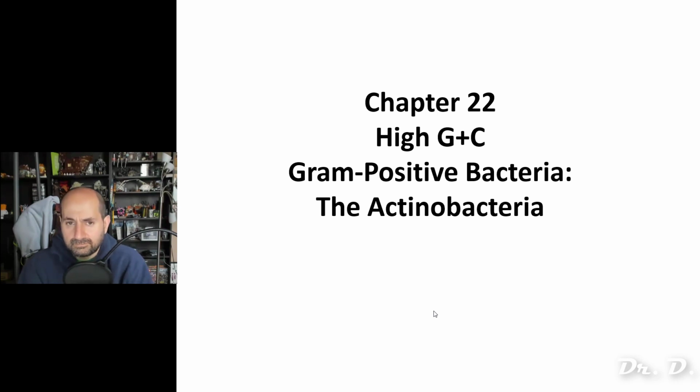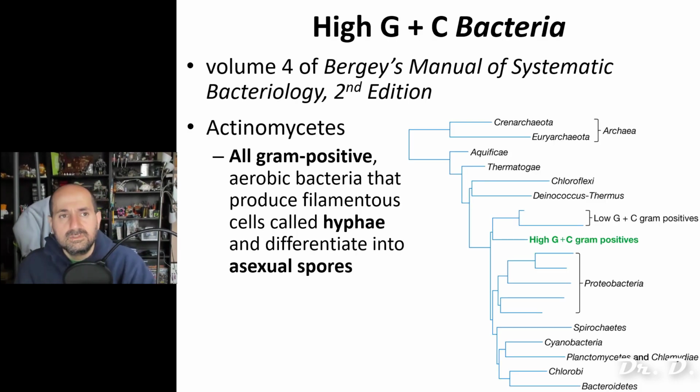All right, so now we have discussed the low GC gram positives, the Firmicutes. Now we're moving on to the high GC gram positive bacteria called the actinobacteria. Let's talk about those, and that'll round out this chapter, right? So let's go ahead and start. Actinomycetes. These are the high GC gram-positive bacteria. This is the final phylum of gram-positives we're going to discuss.